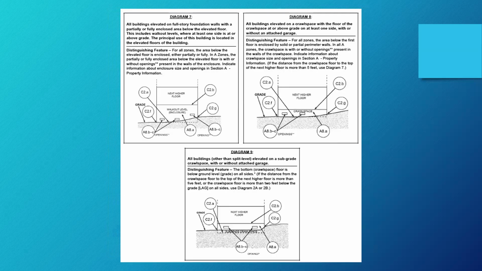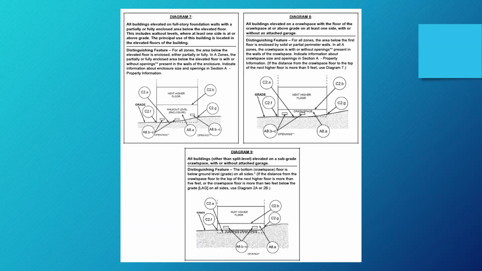Diagram 7, that's the full story enclosure. So C2A is the enclosure floor, C2B is the floor above that. A8, the flood openings are there. And then it's also showing you C2F and C2G, so the lowest and highest adjacent grade.